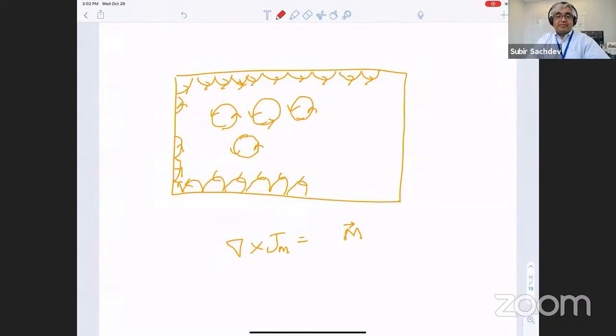Any questions, comments before I start on the topic of the day, which is the integer quantum Hall effect and its edge states?